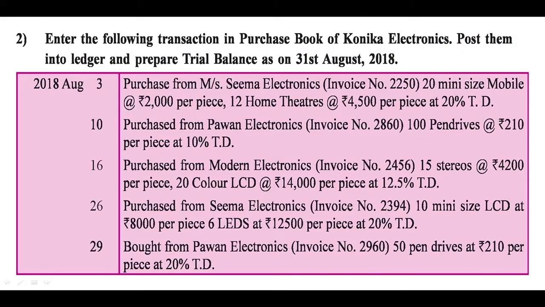Next, 26th August, purchase from Seema Electronics, invoice number 2394, 10 mini size LCDs at rupees 8,000 per piece and 6 LEDs at rupees 12,500 per piece at 20% trade discount.